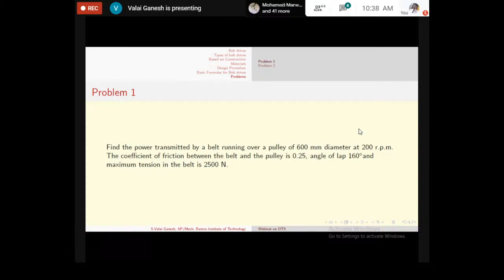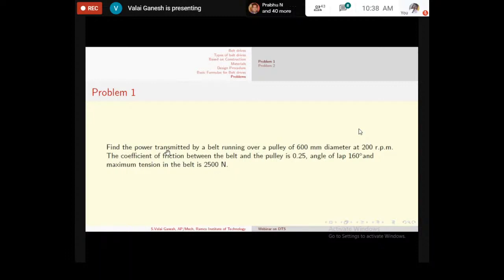There are 5 data available. First one is pulley diameter 600 millimeter, and speed is 200 rpm. Mu is the coefficient of friction, that is 0.25. Angle of lap is called alpha. Alpha is 160 degree, and maximum tension T max equal to 2500 Newton, which is available in the problem. Based upon all this data, we need to find out power transmitted.